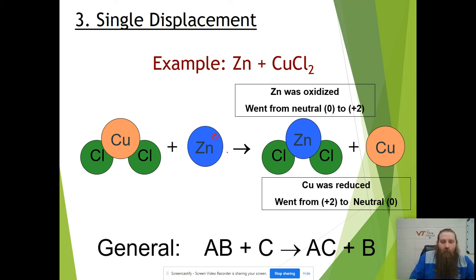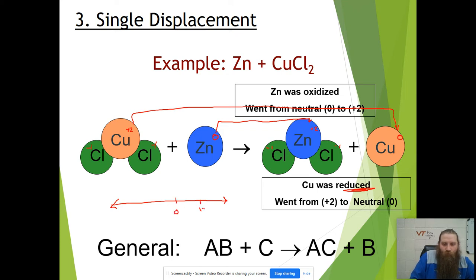So any metal by itself is 0, all right? And in this case, because I have 2 chlorines and they're -1 each, copper must be +2. And over here we have still -1, -1, so zinc is +2. And so zinc was oxidized. It went from 0 to a +2 charge. And copper went from +2 down to 0. So it was reduced. So if we think about the charge on a number line, right, here's 0, here's +2. It started here, copper did, and it was reduced to 0.